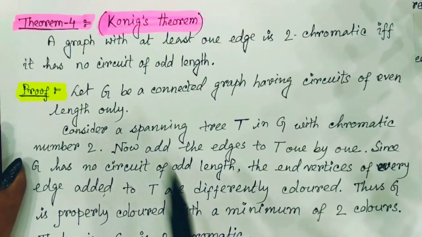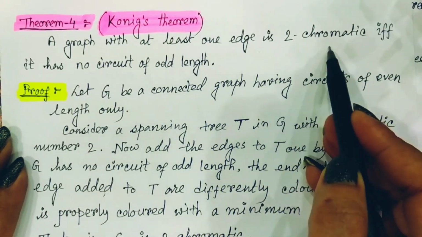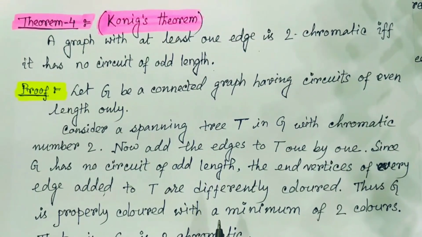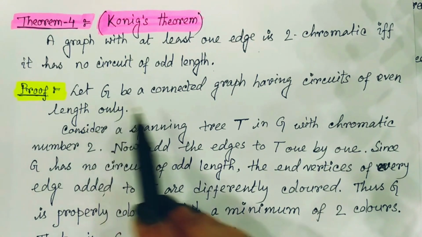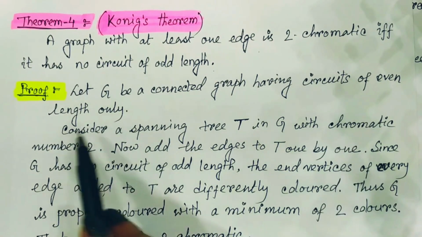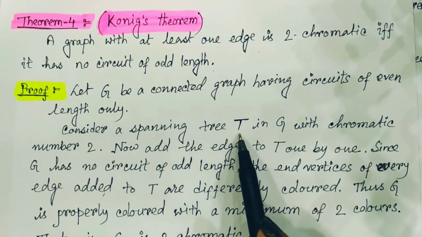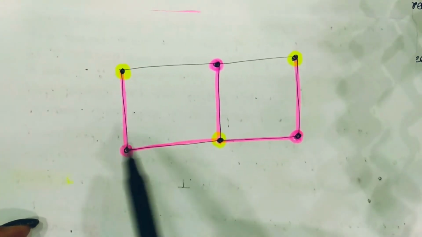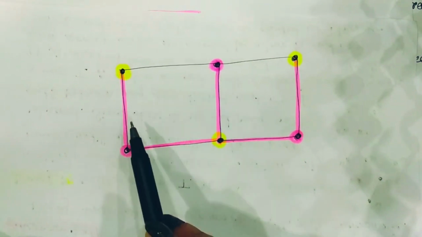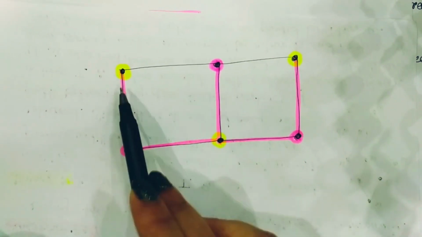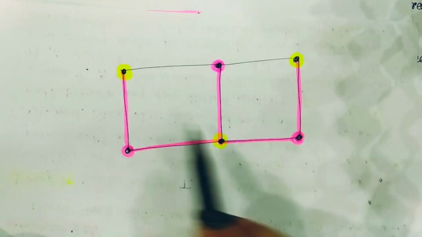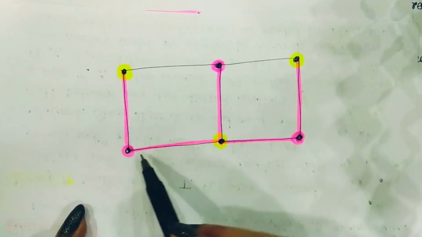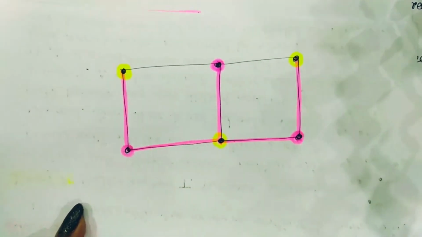Now one more theorem. The theorem is, a graph with at least 2 edges is 2 chromatic if and only if it has no circuit of odd length. So how to prove this one? For the proof, let G be a connected graph having circuits of even length only. Consider a spanning tree T in G, with chromatic number 2. If this one is a graph, all the circuits are formed of an even number of edges, and the pink line depicts the spanning tree of this given graph. As a spanning tree is also a tree, it requires 2 colors only.